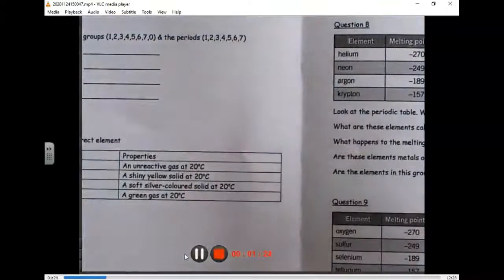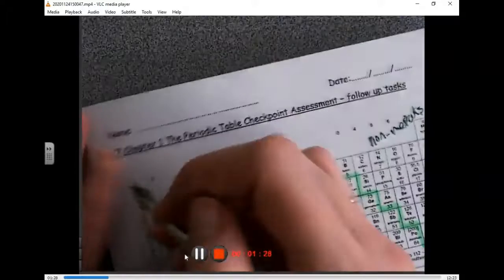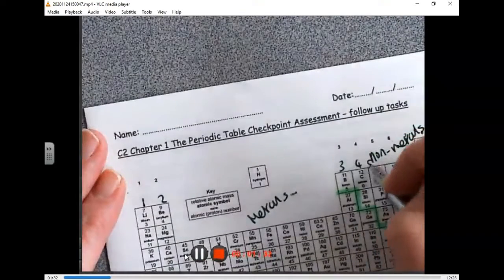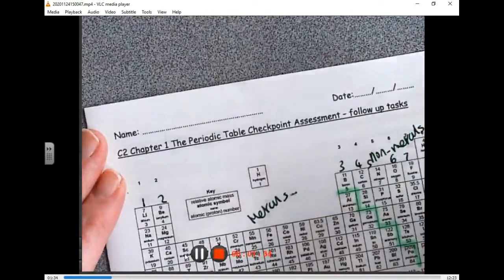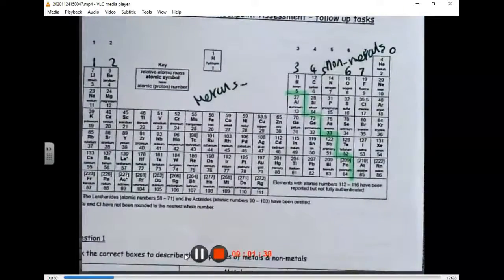Next, on the periodic table, label the groups 1, 2, 3, 4, 5, 6, 7, and 0. So you've got 1, 2, 3, 4, 5, 6, 7, and 0. Okay, so the groups go across the top.